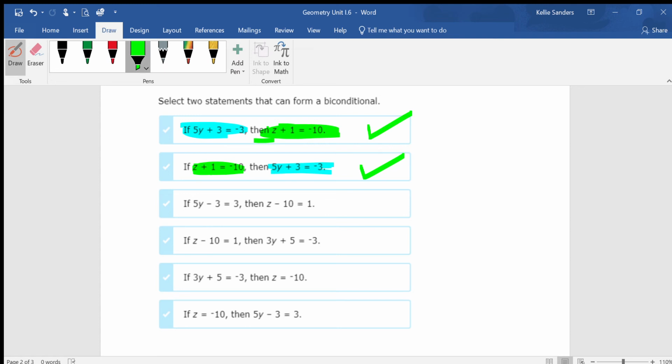See, on the others, I have a 5y minus 3 equals 3, but this is not the same. Do you see that? It's close, but it's not the same. And so is the other stuff. So these are the only two that could form a biconditional if we put them together.